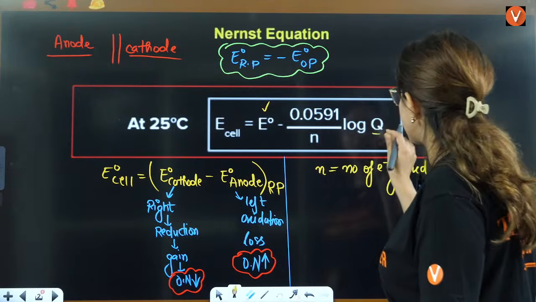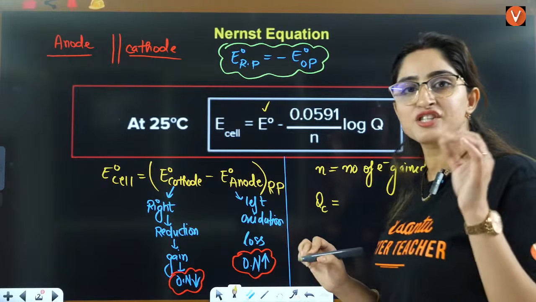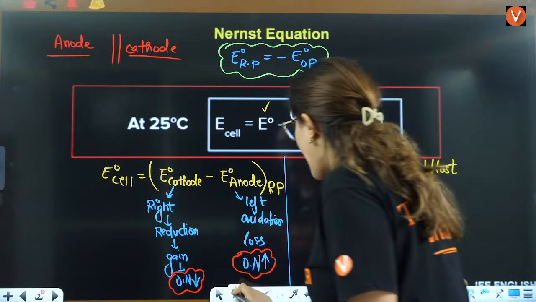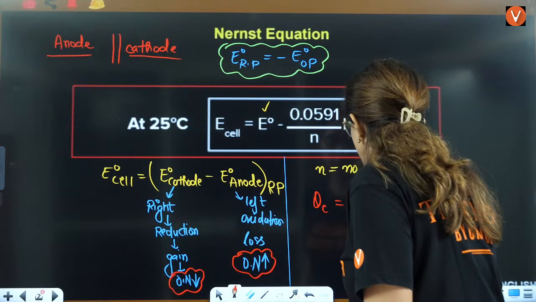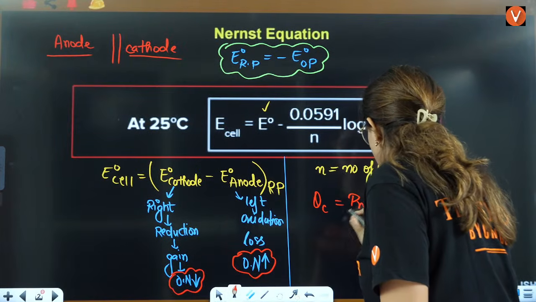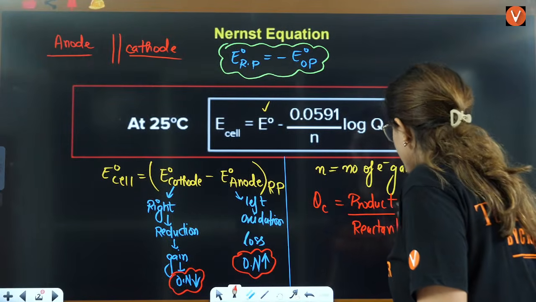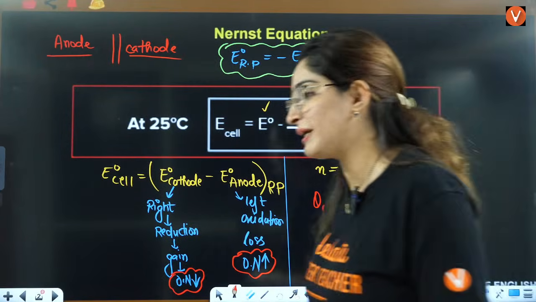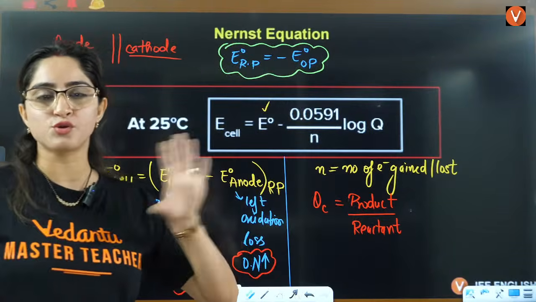Then Qc. Ma'am, what is Qc? Qc is actually the reaction quotient. Reaction quotient is always equal to products by reactants, raised to the power of their stoichiometry. Okay? Product by reactants raised to the power of the stoichiometry.